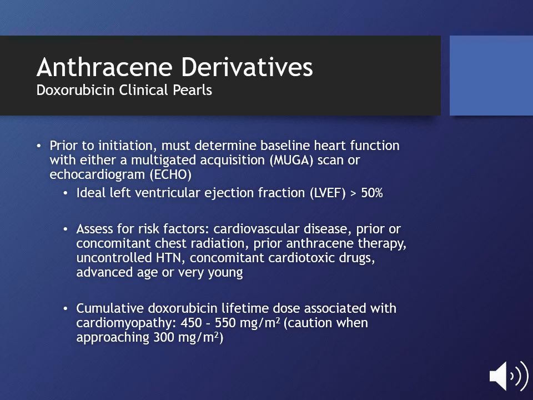Notably, the cardiotoxicity or cardiomyopathy specifically that we can see with the anthracene derivatives is associated with cumulative lifetime doses, and so you want to exercise caution when the patient starts to approach a cumulative dose close to 300 milligrams per meter squared of doxorubicin.